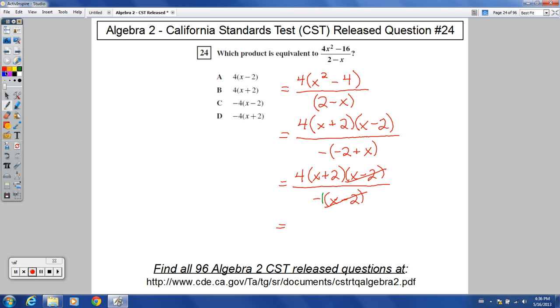So I have this being equivalent to 4 times x plus 2 over negative 1. Something divided by negative 1, I can just put the minus sign in front. Just like that. This is choice D.